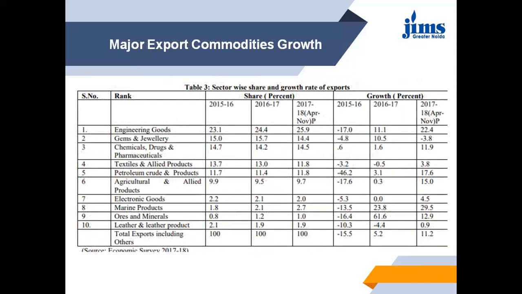Now, major export commodities growth. If we look at the major export commodities, exports are engineering goods, then gems and jewelry, which has risen by 22.4% if we see the growth. Then chemicals, drugs, pharmaceuticals, textiles, petroleum, food. These are the top 10 commodities which India is exporting, along with electronic goods, leather products, and other products also.